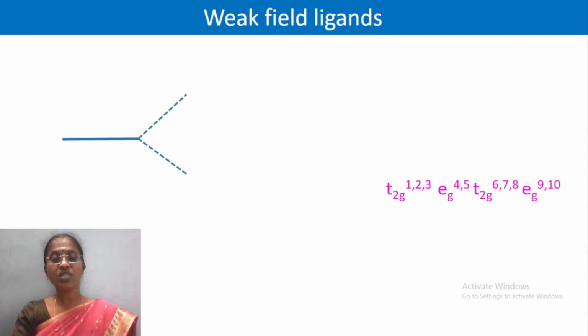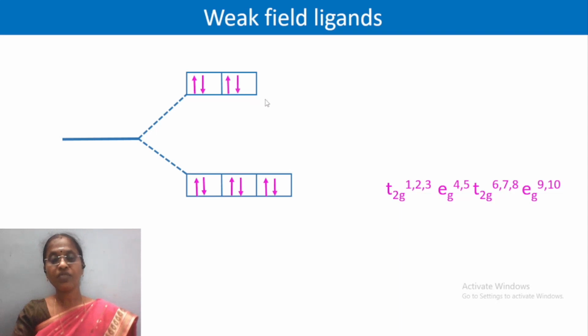In weak field complexes, for the same d10 system, the first three electrons enter the T2G orbital, the fourth and fifth electrons enter the EG orbital, then the 6th, 7th and 8th electrons enter the T2G orbital. The last two electrons again enter the EG orbital. That is, in weak field complexes, the delta O value is lesser compared to the pairing energy. So first three electrons enter the T2G orbital, the fourth and fifth enter the EG orbital, and only then does pairing take place.